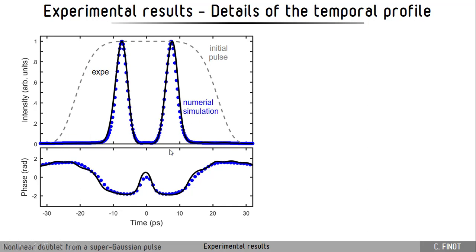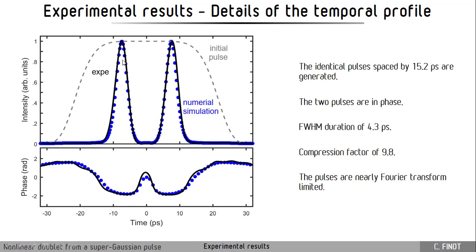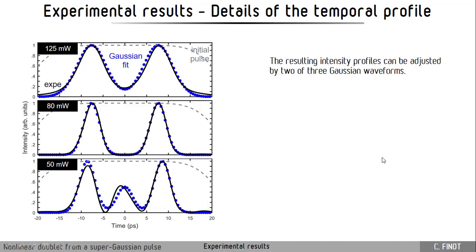I would say perfect agreement, and we see also that the small bump that was predicted with simulation without losses does not appear when we take the losses into account. So here there is a benefit of having some propagation losses. In more detail, the pulses are spaced by 15 picoseconds. The two pulses are in phase. The duration is around 4 picoseconds, which represents a compression factor around 10.